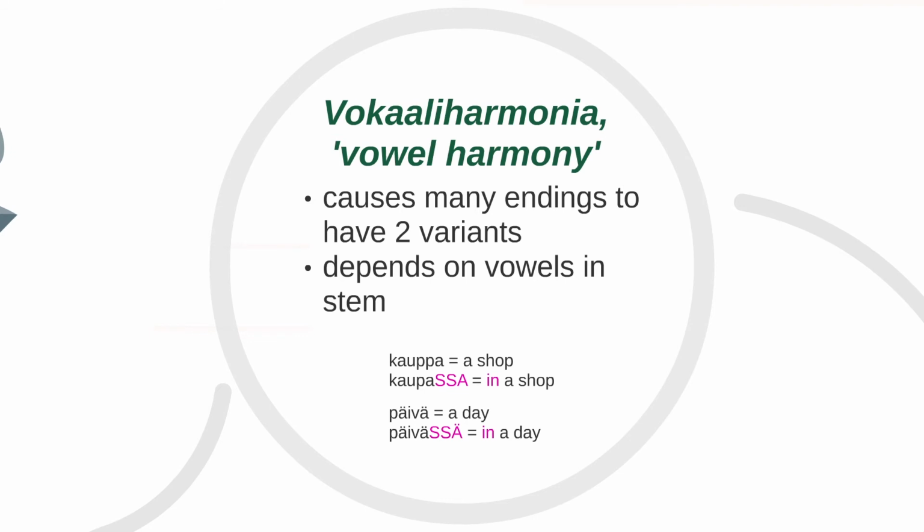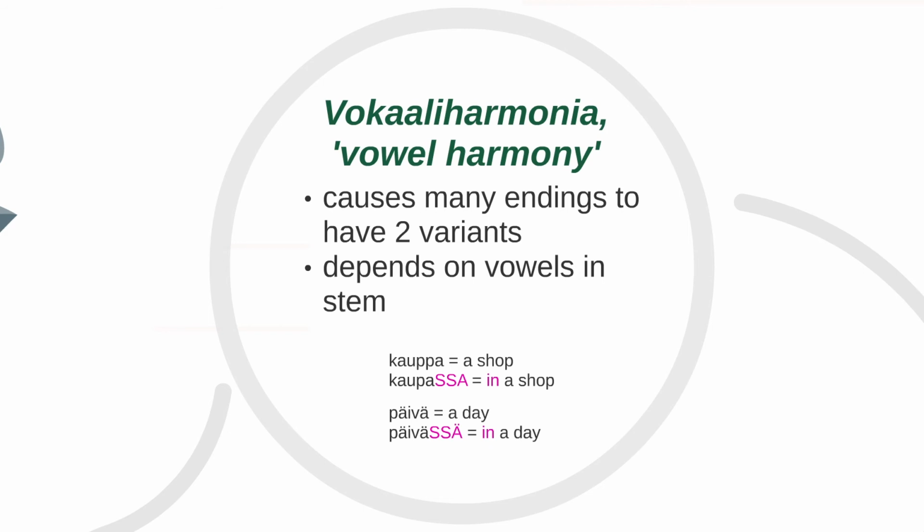Vocaaliharmonia means vowel harmony. And this is something that causes many endings to have 2 variants. It's not as dramatic as it sounds. So, for example, the word kauppa, a shop, it has SSA at the end when you want to say in a shop, kaupassa. But when you have a word like päivä and you want to say in a day, päivässä, you notice that the last vowel is different. And the difference might be quite difficult for you to hear.